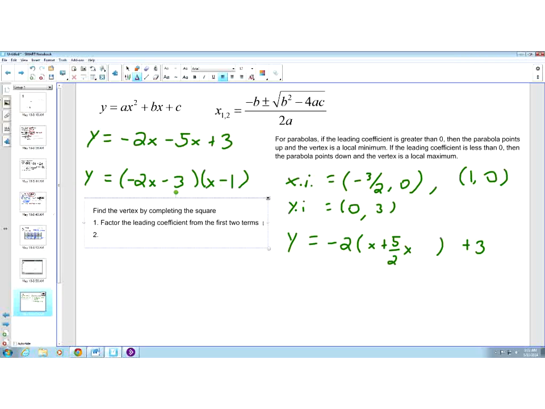Step 2, take 1/2 of the coefficient on x, and x being in parentheses. All right. So we take this 5/2, and we take 1/2 of it, and so 1/2 of 5/2 is 5/4. Like that. So do that. Okay, so let's go back.